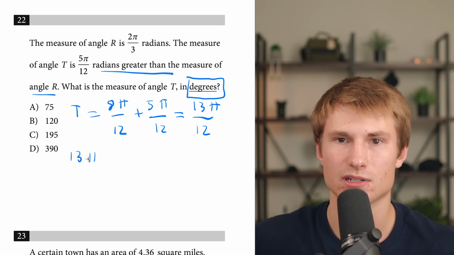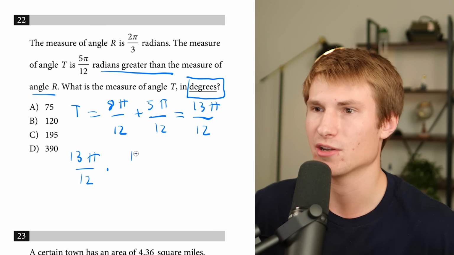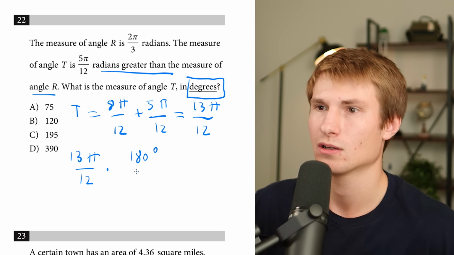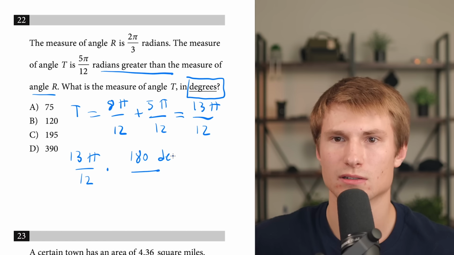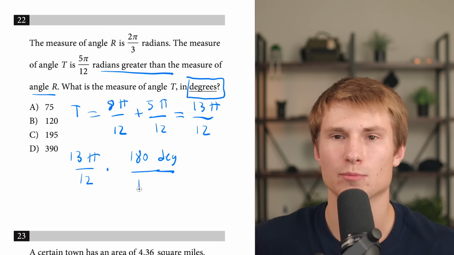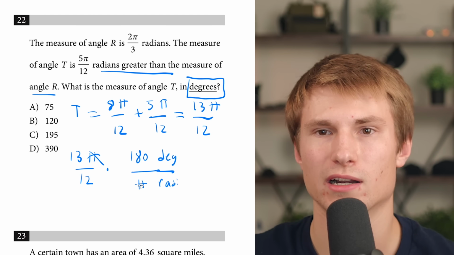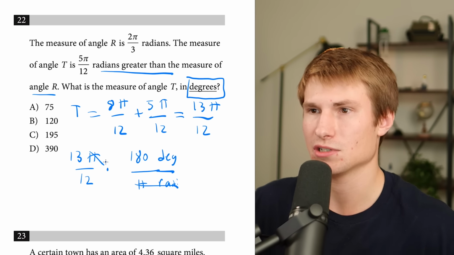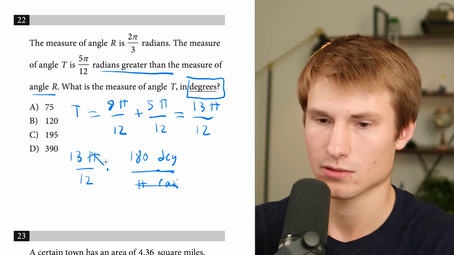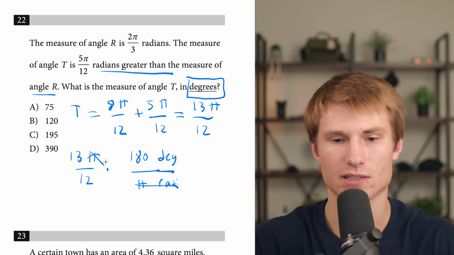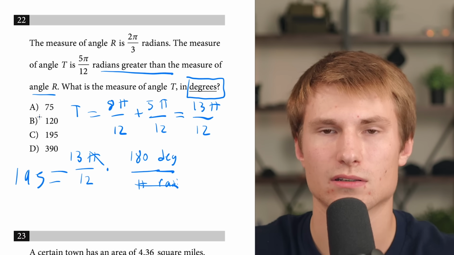To do that, we'll take 13 pi over 12 radians. We're going to multiply it in a way that gets rid of this pi value by doing 180 degrees. Okay, that's not to the power. I guess I'll just write deg for degrees. Degrees per pi radians. Now, as you can see, our pi radians are going to cancel out. We're going to be left with 13 over 12 times 180. I'll quickly put that in the calculator. 13 over 12 times 180. That's going to get you 195 as your value for angle T in degrees. So the answer there is going to be C.